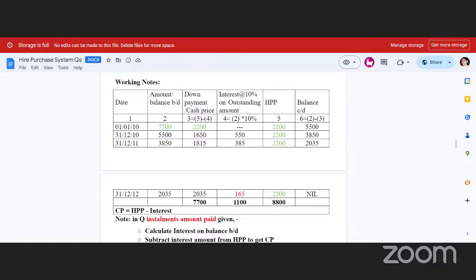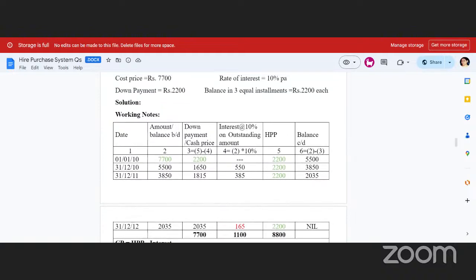Upon 5,500, in hire purchase every month you are paying the same amount, an equal installment of 2,200. But how much interest you are paying and how much principal you are paying, that is to be known. So upon 5,500 you calculate 10%. See here, what are the columns? Column 1, column 2, column 3, column 4, 5, 6. These are the columns.